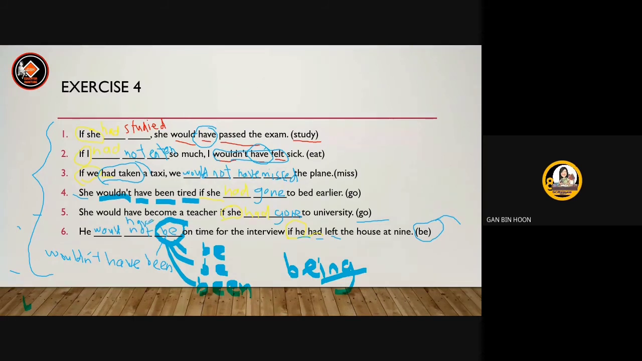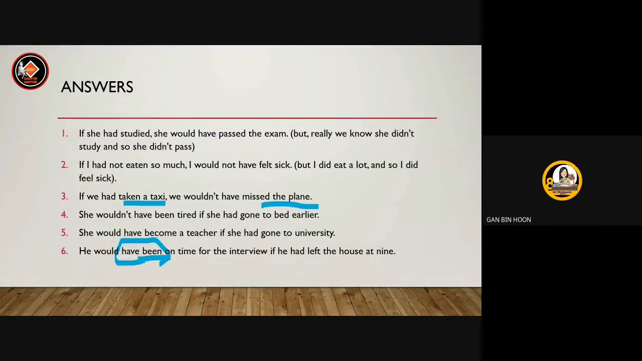Okay. Bermaksud dia akan tepat pada masa untuk temu duga jika dia telah tinggalkan rumah dia at 9 o'clock, pukul 9. Tetapi berlaku tak? Tak berlaku. It means that he was late. Oh, teacher, so complicated. Yes. That's why many people do not like to write this type of sentences. Okay, ramai pelajar tak akan tulis ayat ini. But you need to learn also, right? Because it can be asked in the reading paper.